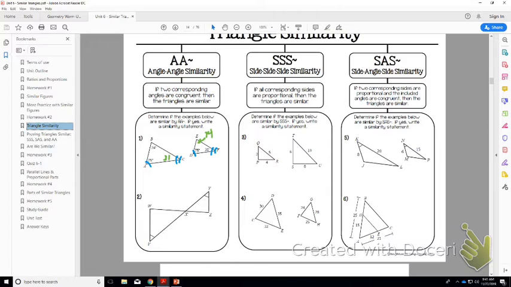So, are triangles ABC and DEF similar? Yes, they are. Because remember, with similar figures, angles are congruent and sides are proportional. So let's say yes. Let's write our similarity statement: triangle ABC, whoops, is similar to triangle DEF.